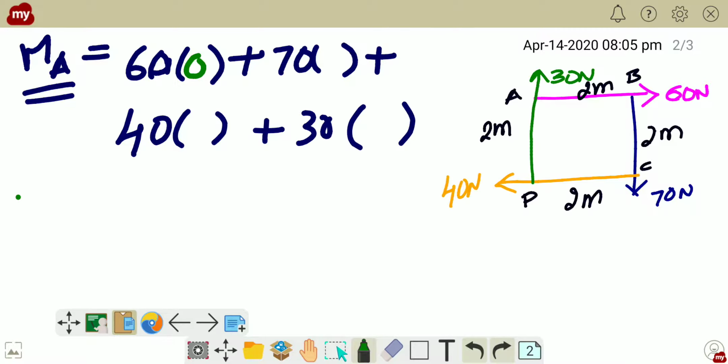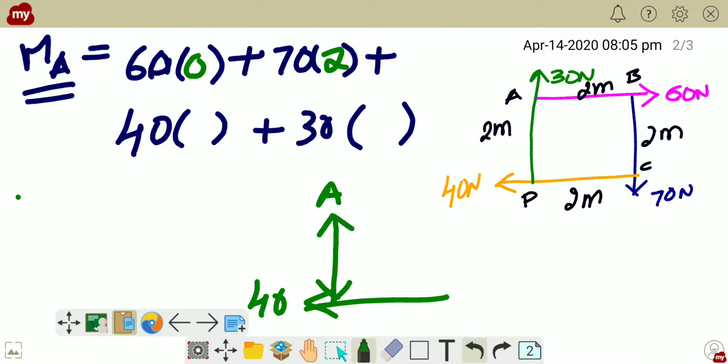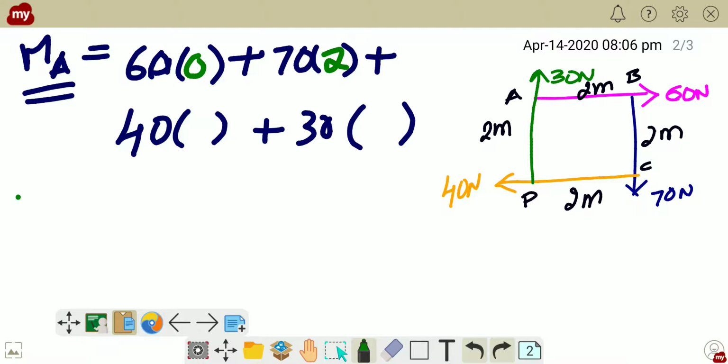So it can be clearly seen that each and every force is separated by a distance of 2 meters, right? And coming to this 40 newtons, so this is point A, and this is where the force of 40 newtons is being acted. So I'm considering from this picture. Is there any distance between point A and the line of action of force? Yes, there is a distance, that is 2 meters. So let us write 2 meters inside the box.